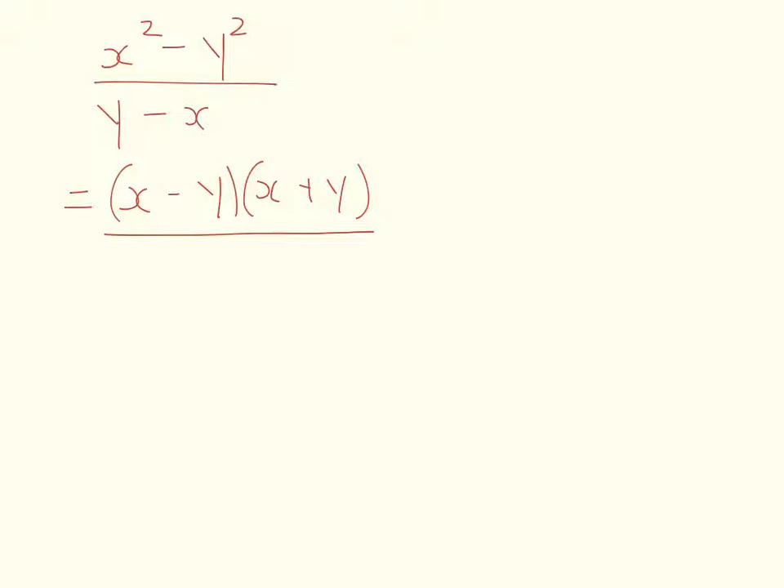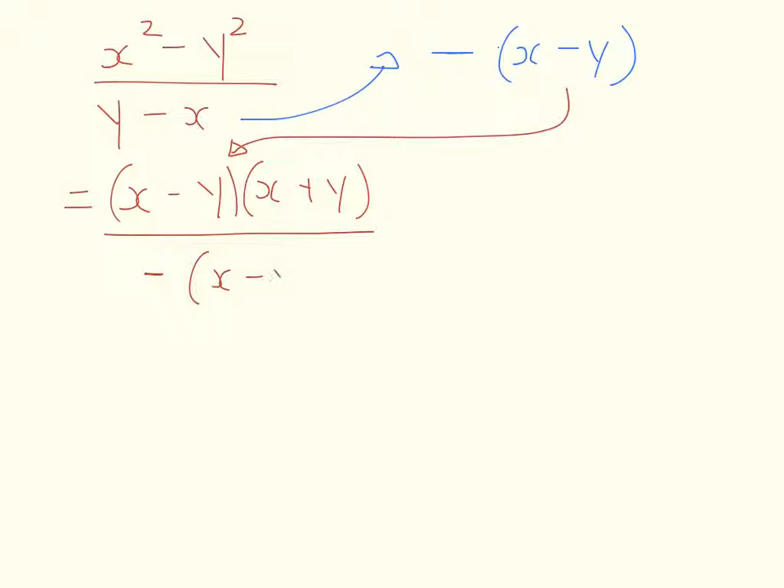Now, x minus y and y minus x are not the same thing. But what I could do is look at it and say, what if I take out a negative? If I take out a negative here, I could write that as negative, while this time the x would become positive and the y would become negative. So that actually kind of looks like that, doesn't it? So we end up with negative outside of x minus y.